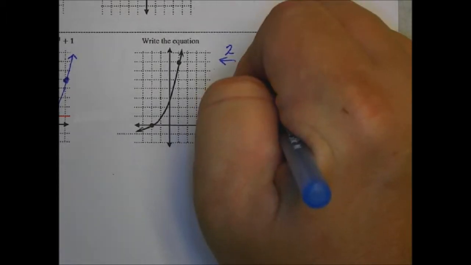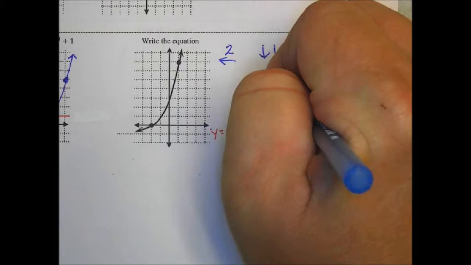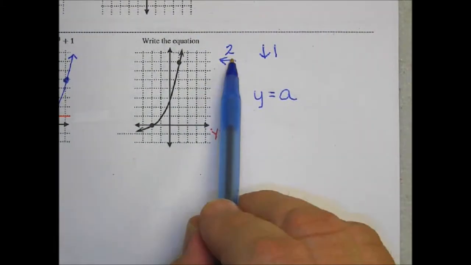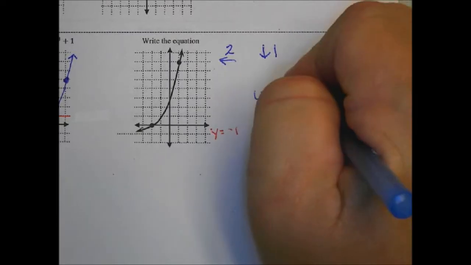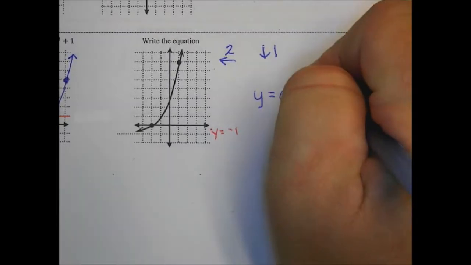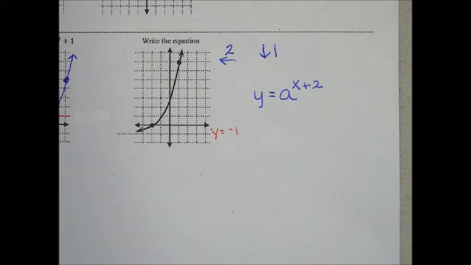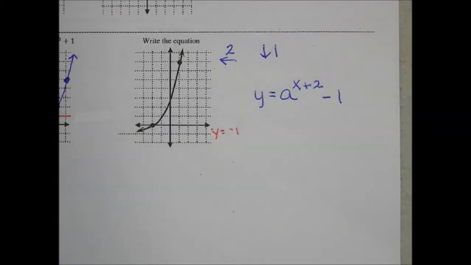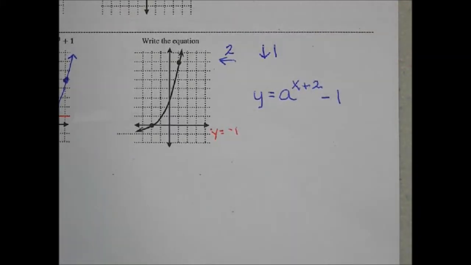It's going to be y equals, we don't know what the base is, so we're going to keep that as an a. But in order to go 2 units to the left, this part of the equation has to be x plus 2. And in order to go 1 unit down, this part of the equation has to be minus 1. So that takes care of that point.